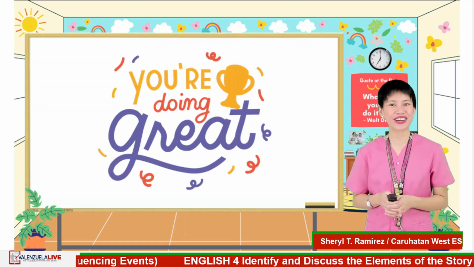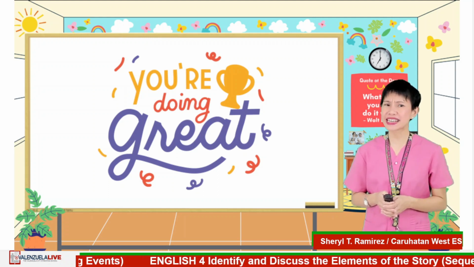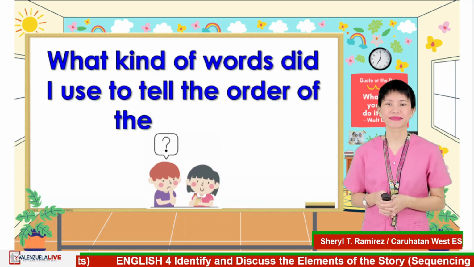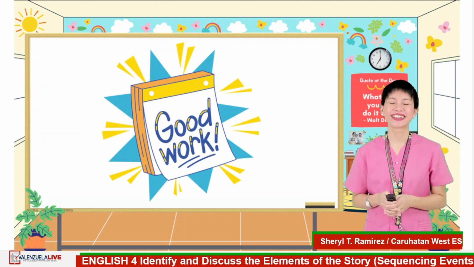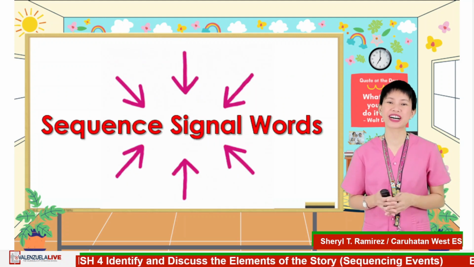Congratulations! You are doing great! What words did I use to tell the order of the events? Good work, grade 4. These words are called sequence signal words.